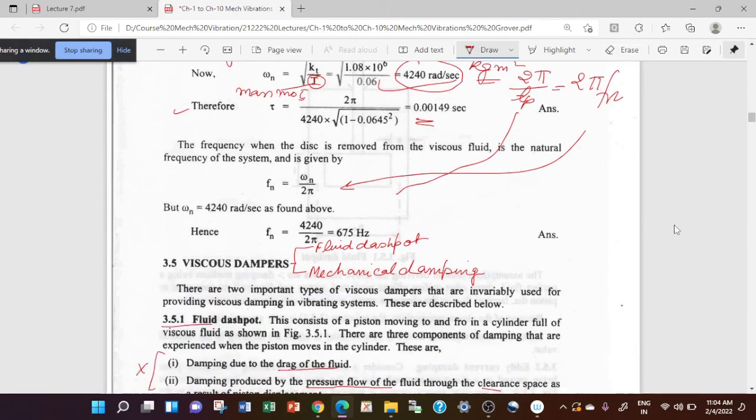I will continue with the next article, that is friction damping, Coulomb's damping, in the next class, and that will be the end of this chapter. You will be getting the next assignment by Monday itself.